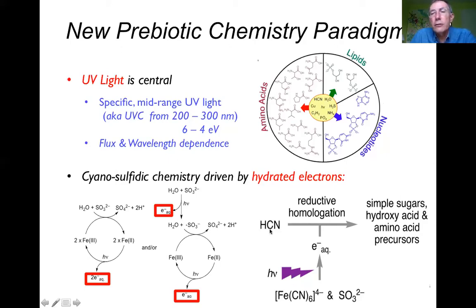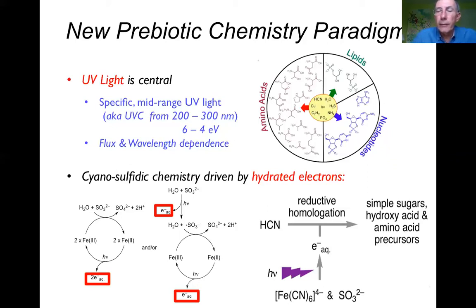So what happens with the hydrogen cyanide is it undergoes what's called reductive homologation. The reducing agent, of course, is the hydrated electron. Homologation is what chemists call the addition of carbon-carbon bonds or carbon-nitrogen units. So you essentially start with HCN, then you put two HCNs together, and you have a molecule that grows that way. So very quickly, with the help of oxygen from the water, you end up with simple sugars and some amino acid precursors. It only takes 7 steps, in fact, and this is fairly easy to do in the lab.